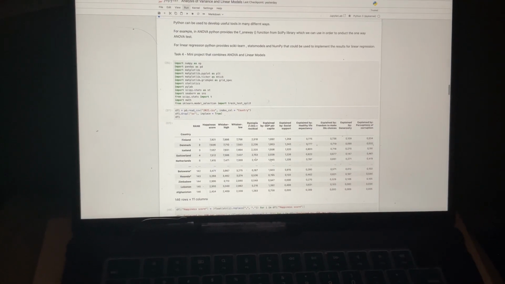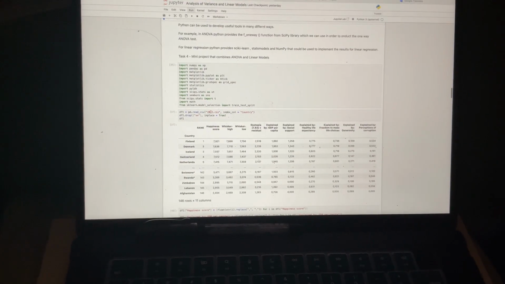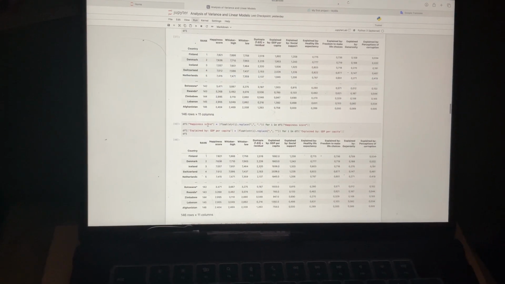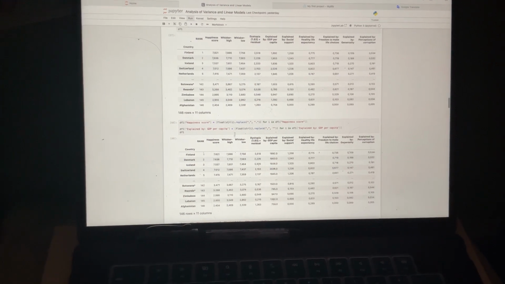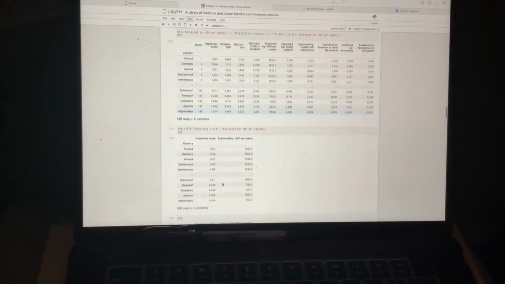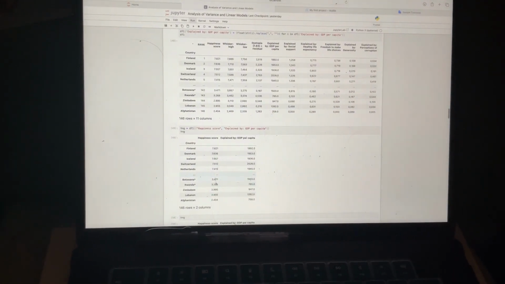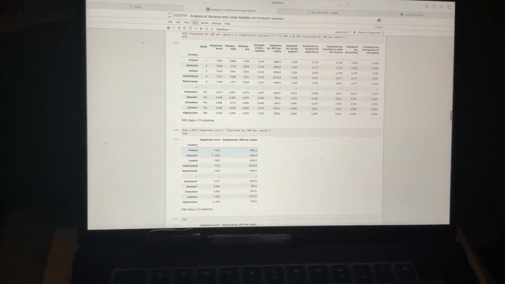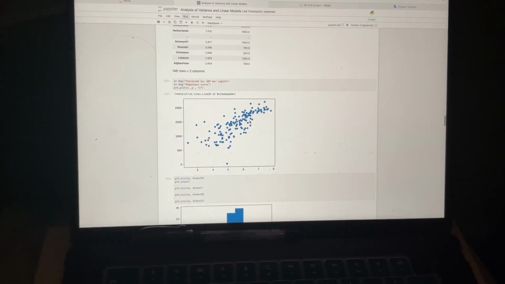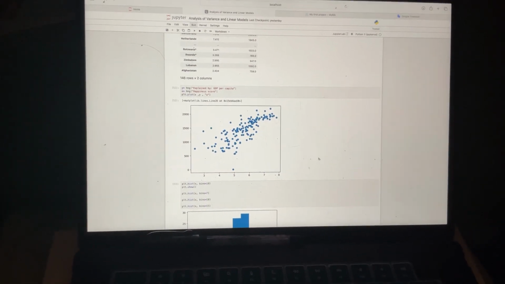Right here I'm importing the libraries that I need as well. Here is reading the 2022 CSV file, which is the same file that I used in the first example. So this is all the data in there: the happiness score and the GDP per capita, for example Finland and Denmark, with their happiness scores. Right here, I'm providing a plot to see all the values.